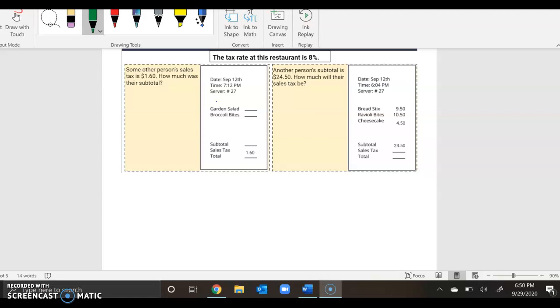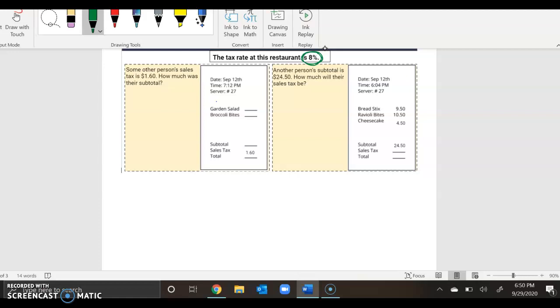This is a lesson on sales tax and either finding sales tax for a certain amount or determining your total when given sales tax. So here we have 2 receipts from the same restaurant that has a tax rate of 8%. That's going to be important. We're going to use that for both questions.